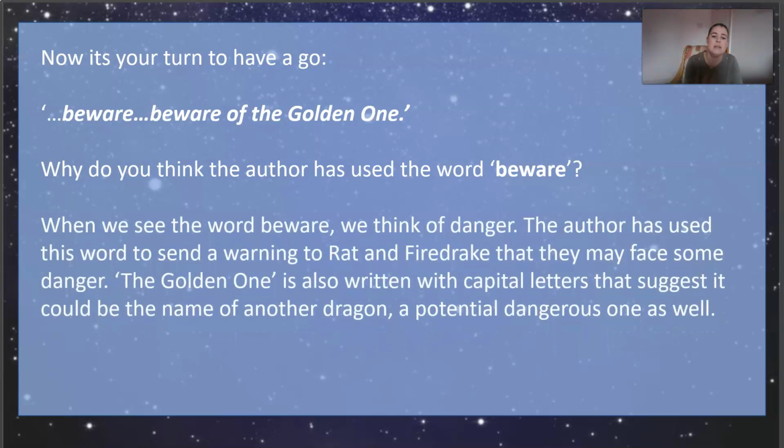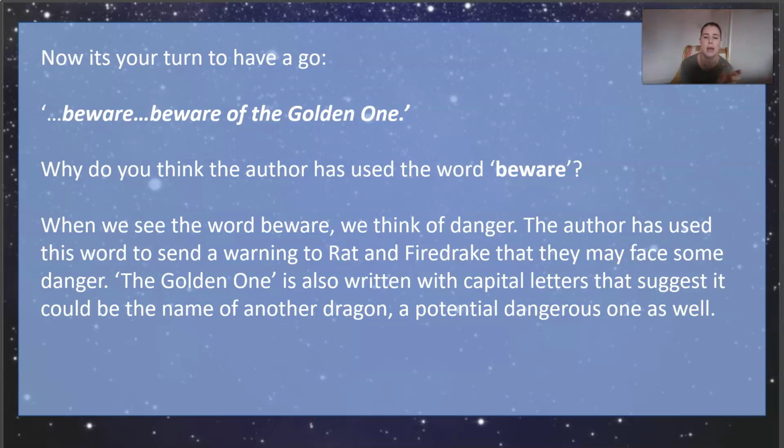So when we see the word beware, we think of danger. Now, the author has used this word to send a warning to Rat and Fire Drake that they may face some danger. So rather than saying there is a character called the Golden One, but he is very dangerous, that's up to them to infer meaning from that. Why would they need to be aware of them? So rather than telling them that there's going to be danger, he's almost inferring that understanding. Now, as I said, the Golden One is written in capital letters, so it could suggest that it's the name of the other dragon, so therefore a potentially dangerous one as well.